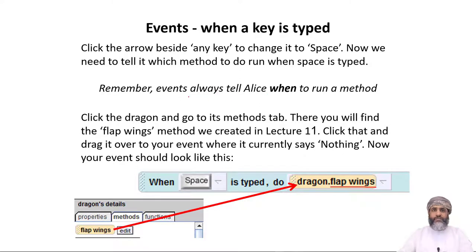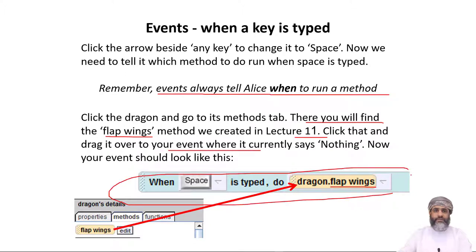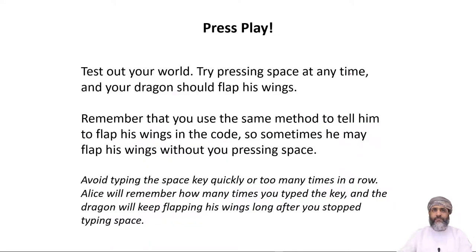Remember, events always tell Alice when to run a method. Click on the drawing, go to the method tab. You will find a flap wings as what we did in lecture 11. Click that and drag it over the event. What we did is similar to this. Press play. And when you are playing or testing the program, try pressing space bar at any time, and your falcon should flap his wings.